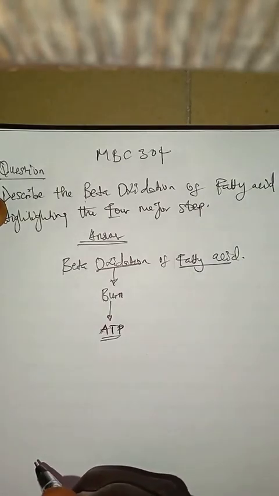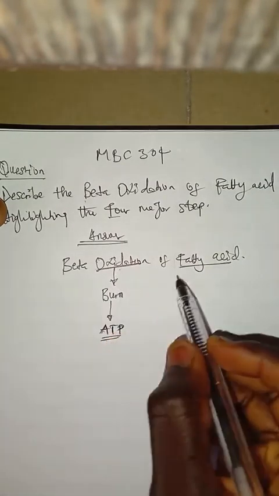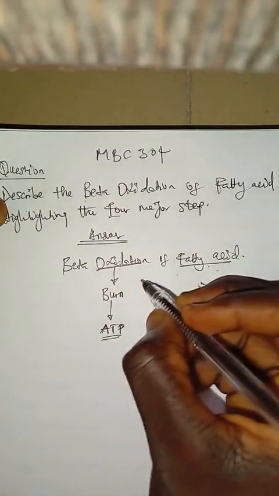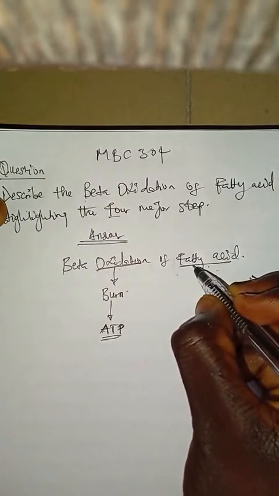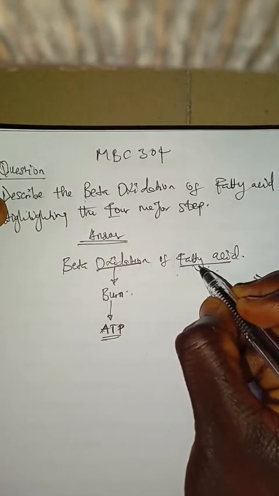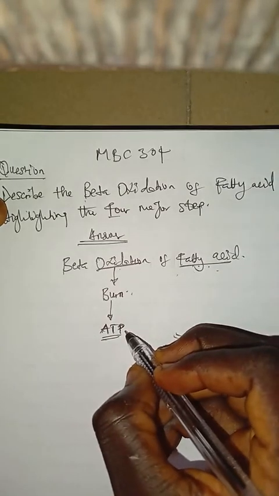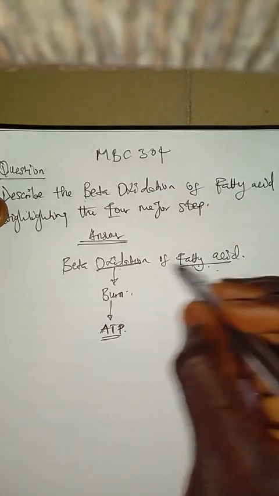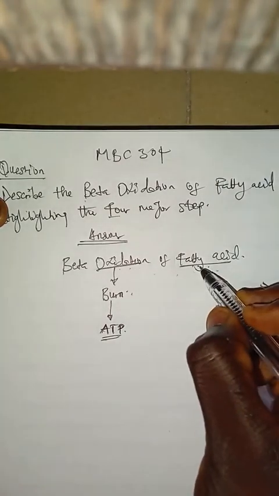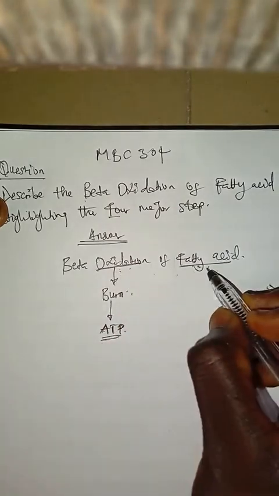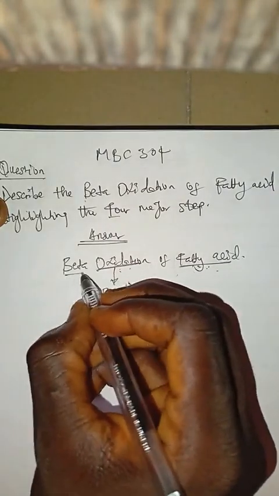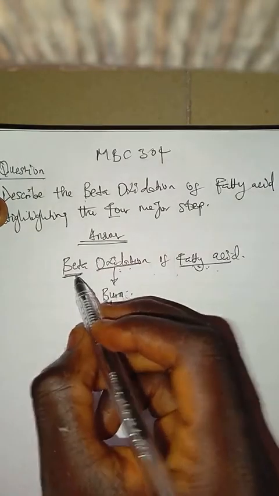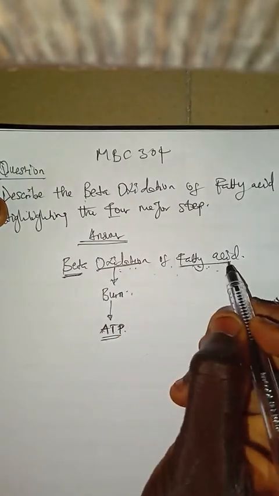ATP. So when we hear the word oxidation of fatty acid, it simply means that you want to break down fatty acid, you want to burn fatty acid, in order to release ATP. But this time around, they specify the kind of oxidation, the point at which you are going to oxidize the fatty acid, and that is at the beta carbon. So that's why we call it beta oxidation of fatty acid.